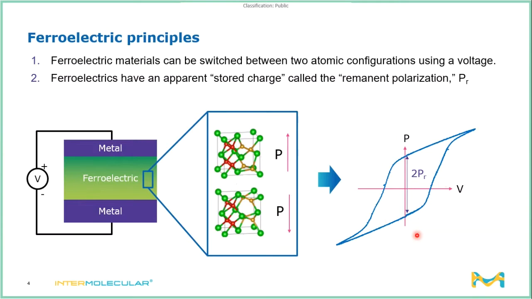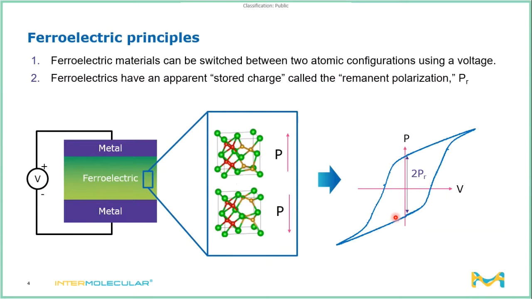Visually, we can see ferroelectricity in the plot of a material's polarization versus voltage, which we have over on the right-hand side over here. And what we have is a loop opening at zero electric field. That loop opening corresponds to 2 times a quantity called the remnant polarization, and again, that's that effective stored charge that we have when we take the voltage away.